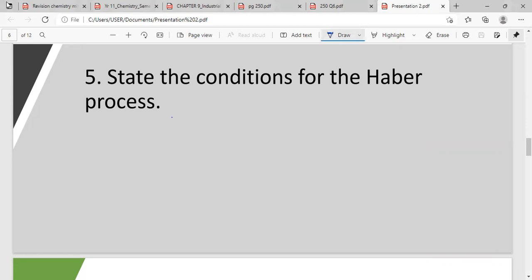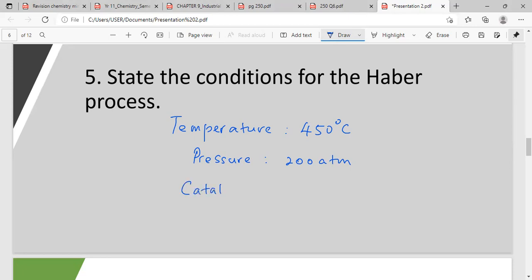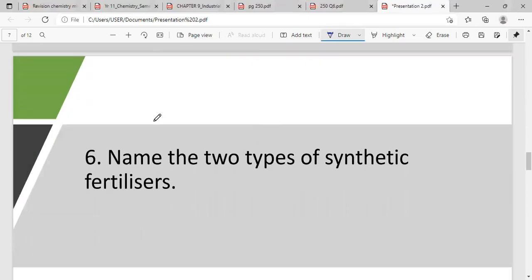Okay, good. We start with the temperature. What is the temperature? 450 degrees Celsius. Pressure? 200 atmospheres. Catalyst? Iron. Okay, well done. So whoever answered all the 3 conditions correctly, good. And remember, you need to give the specific values and not just high pressure, low pressure, or just catalyst like that. Okay, so let's move on.